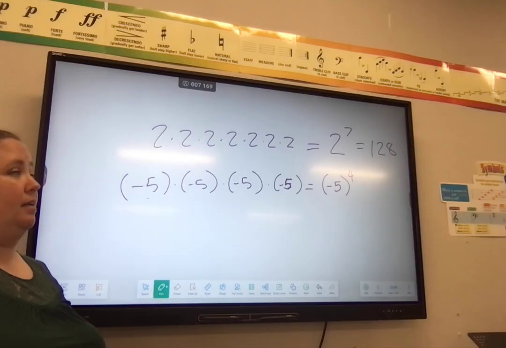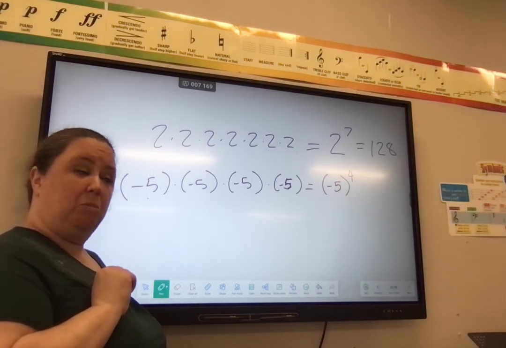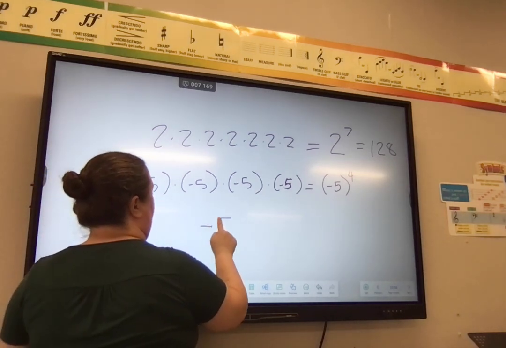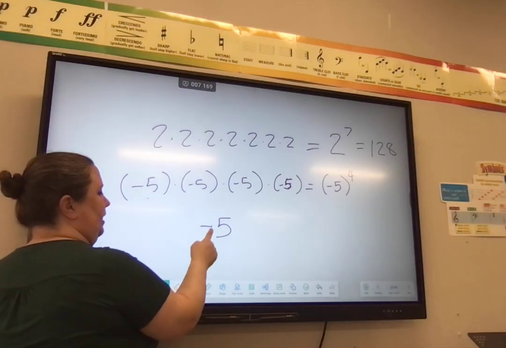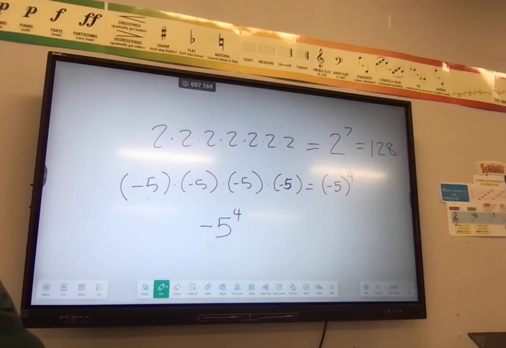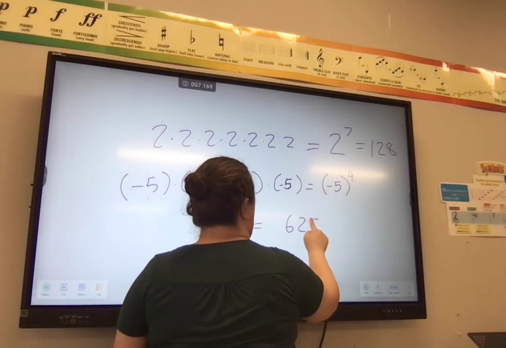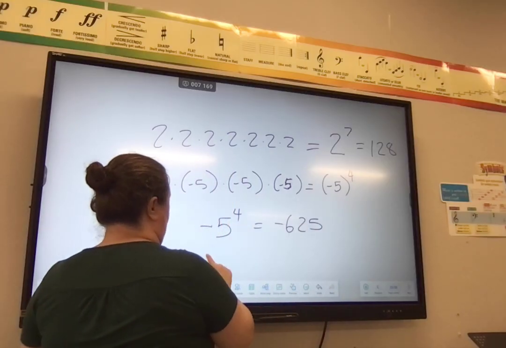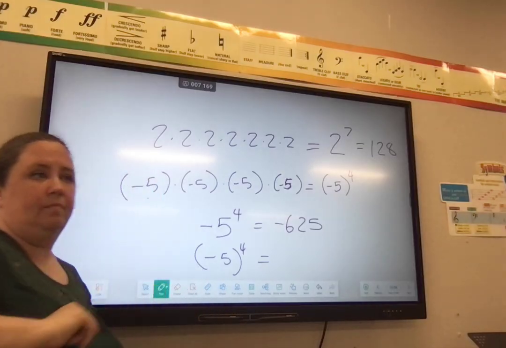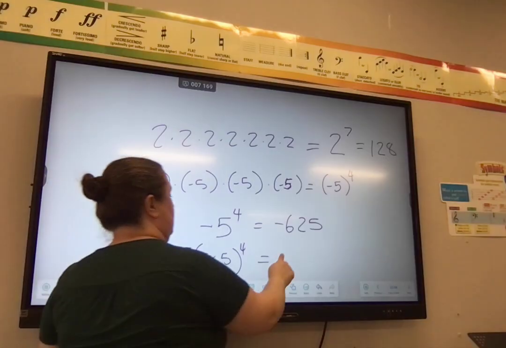So let's do this on your calculators real quick. Go ahead, Bella. Because it's not solved yet. Yeah, that's probably the closest to the right answer. Very good. Everybody do this on your calculator. Negative 5 to the power of 4 like that. Don't put parentheses. 625. Is it positive or negative? Negative. Okay, now put it in parentheses and do it again. 625. 625.